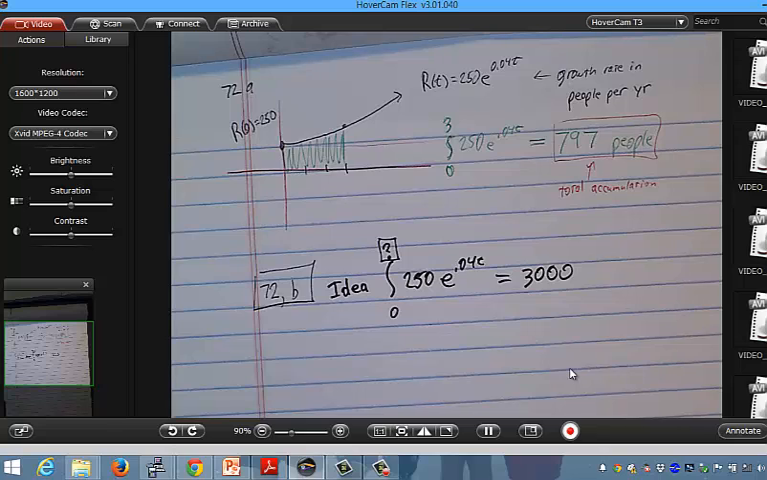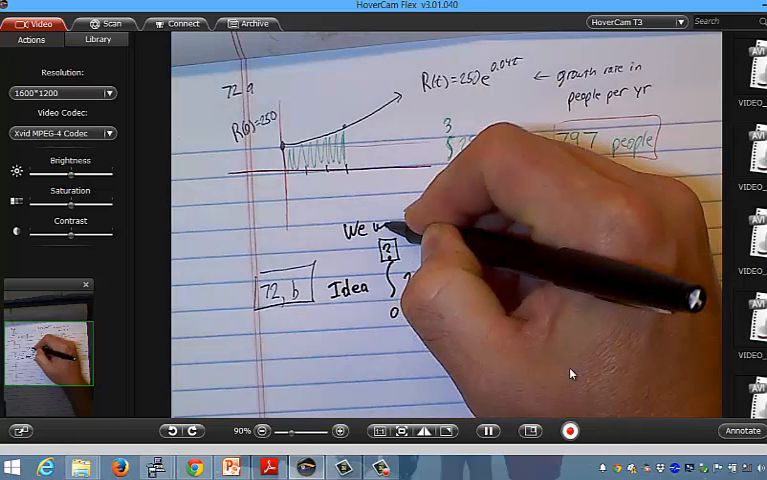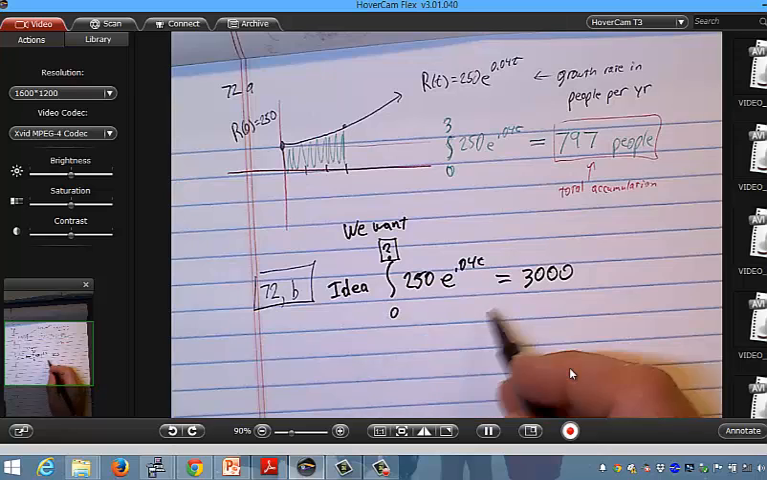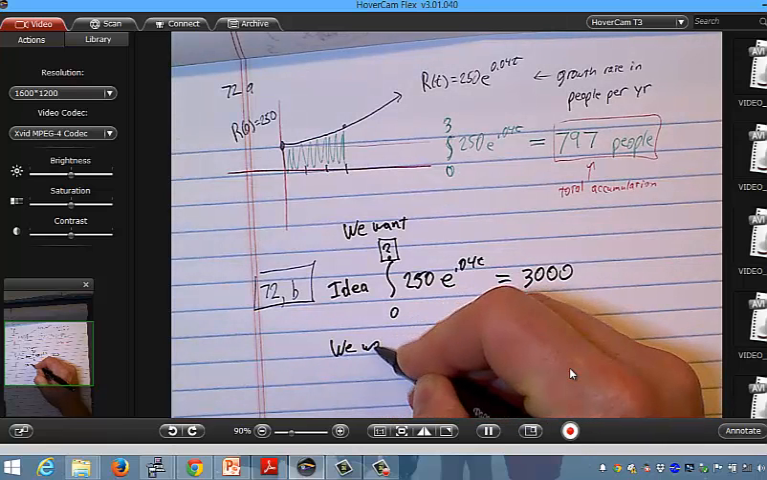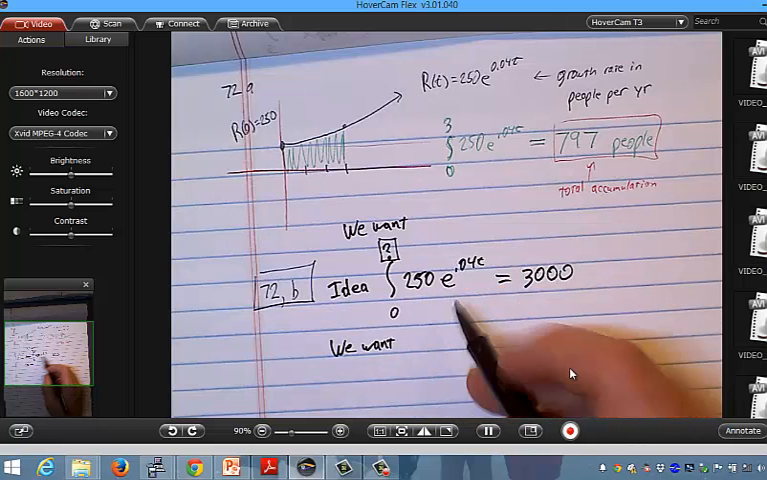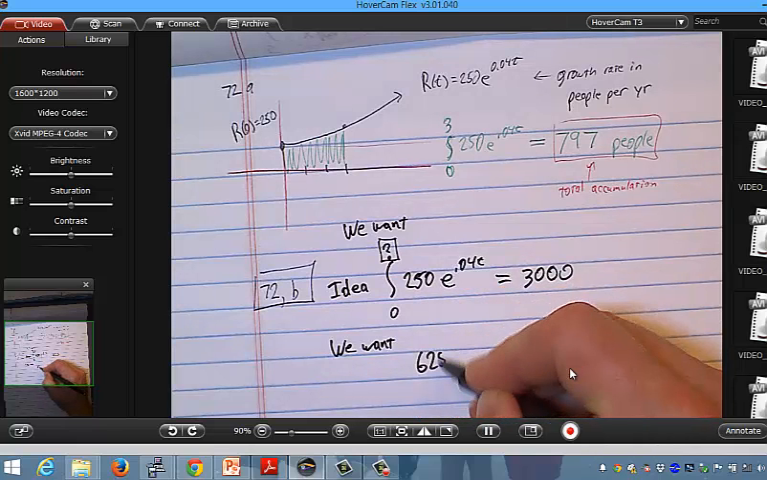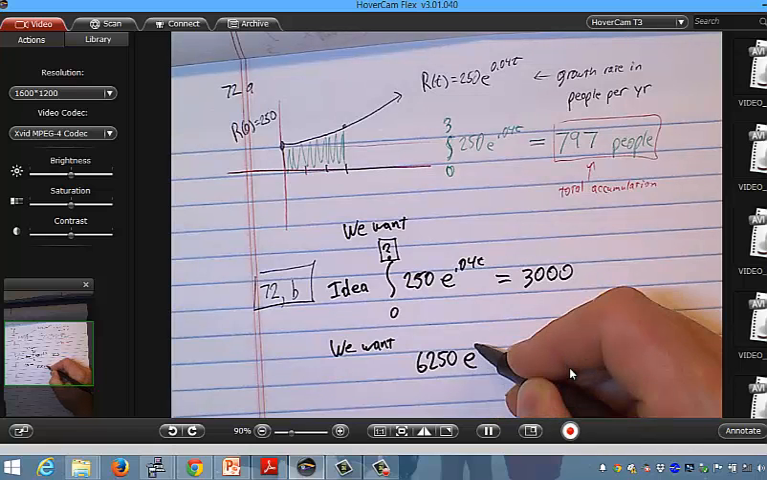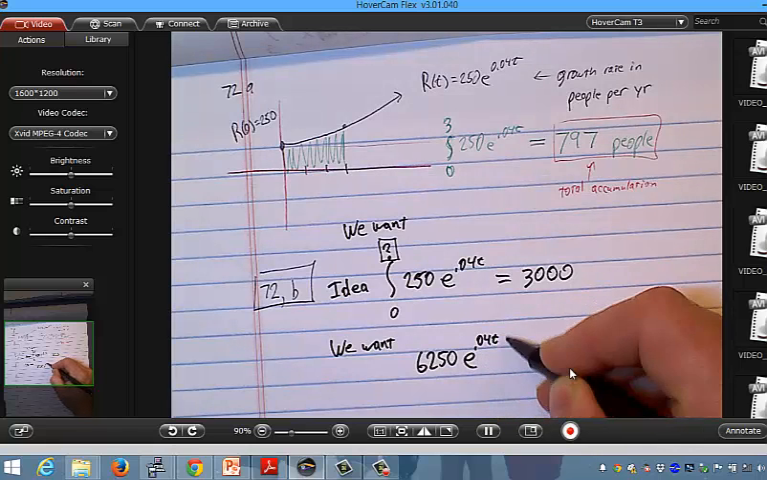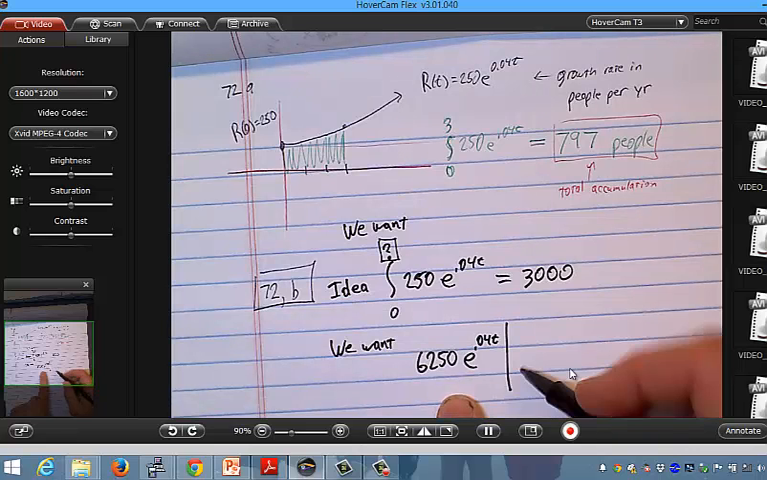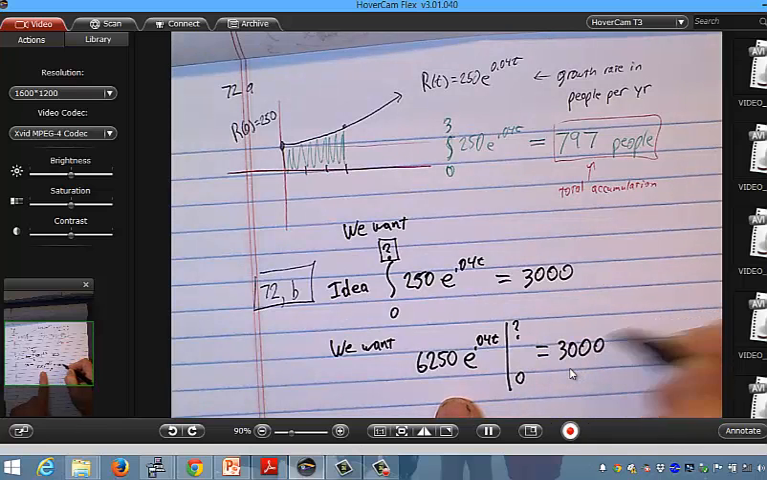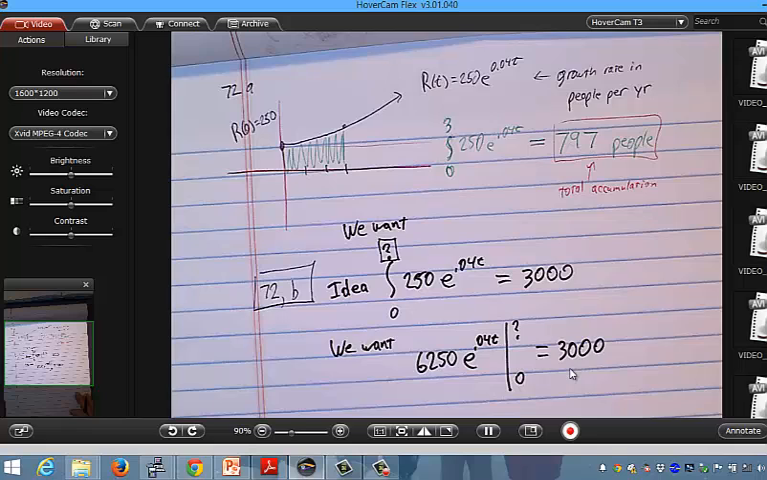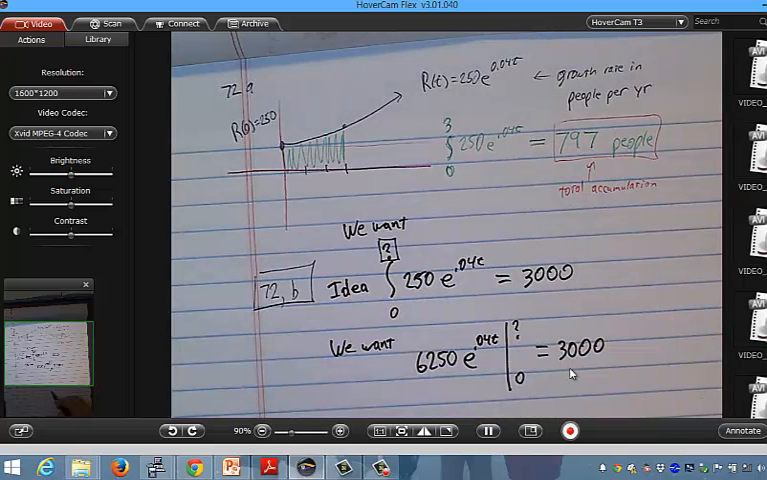Now, when you integrate this, this is what I just showed you on Steve's paper. He had 6250 e to the 0.04t, and what we usually plug in is 0 and question mark with a line here, right? We want this to equal 3,000. Now what's this bar mean? What does it mean you should do?